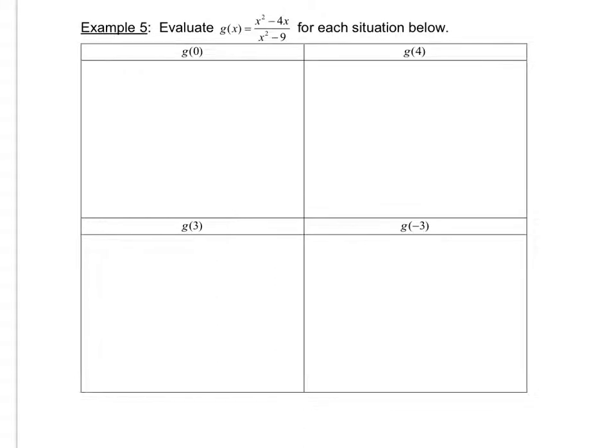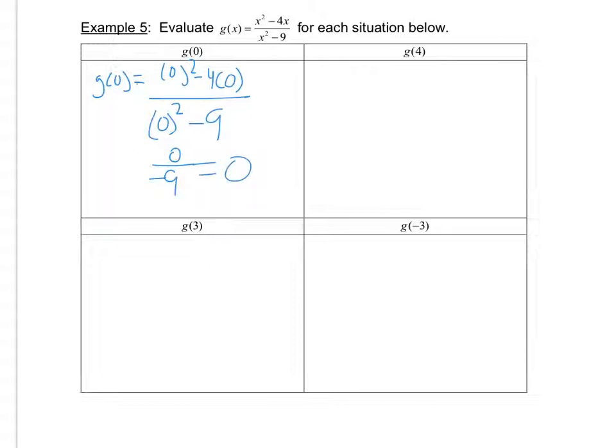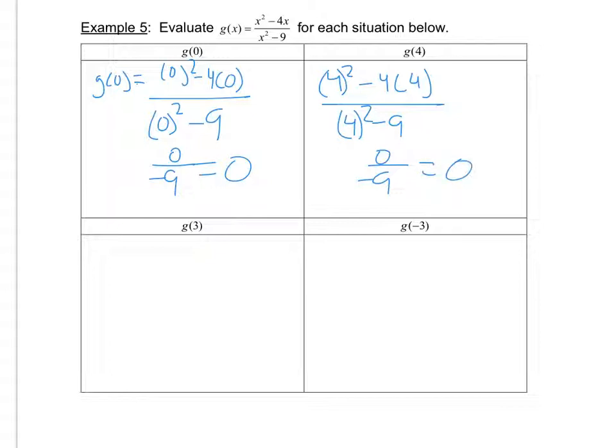So see how it says g of 0? That means plug in 0. So g of 0 equals 0 squared minus 4 times 0 over 0 squared minus 9. So you get 0 over negative 9, so it's 0. Plug in 4, you get 4 squared minus 4 times 4 over 4 squared minus 9. You get 0 over negative 9 again, so you get 0. Because 4 squared is 16 and 4 times 4 is 16.